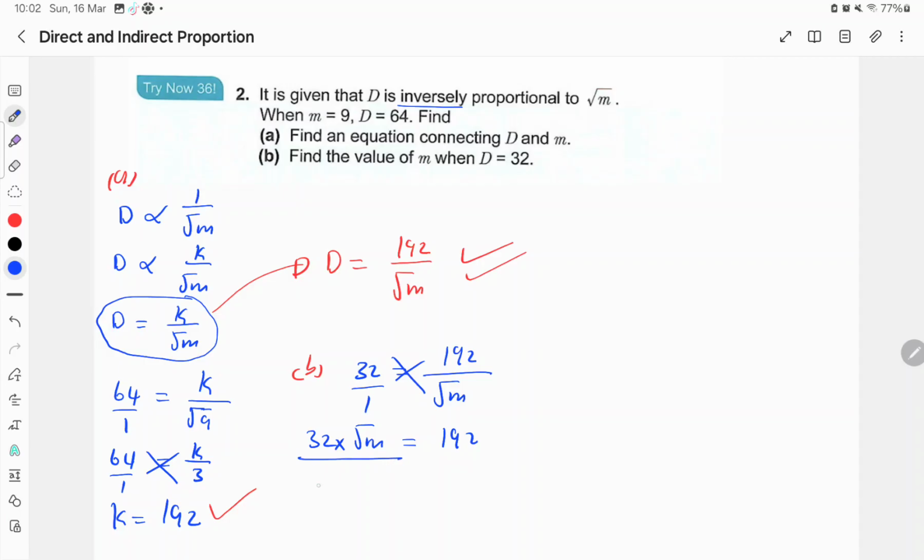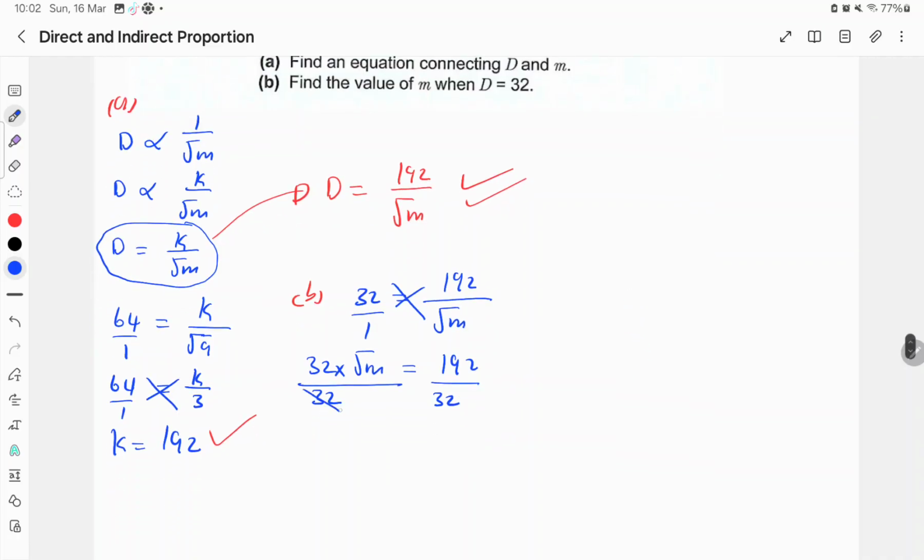Then you divide both sides by 32. This one and this one cancel, and then you have the square root of M is equal to 192 divided by 32. Then you get 6. Okay, now you want to get rid of what? Of that square root.